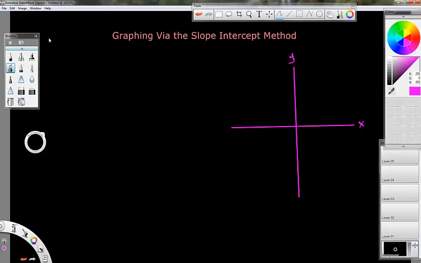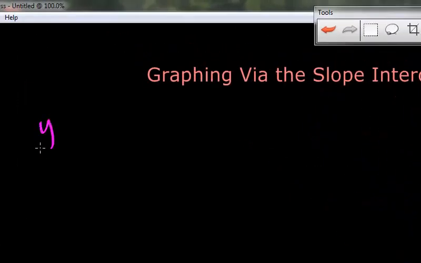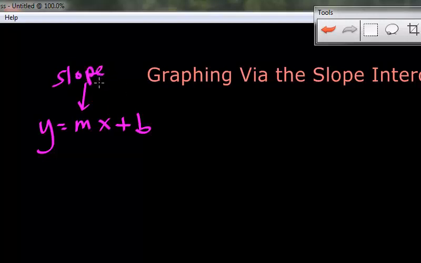Right, we are graphing. Method number 3, the trilogy, if you will. We're talking about graphing via the slope-intercept method. The slope-intercept form is y = mx + b, where m is the slope, which is rise over run. Remember that, rise over run. That's how far up and down you go, divided by how far left and right you go.